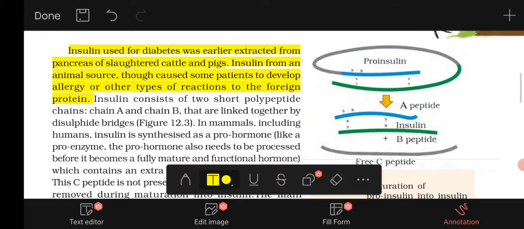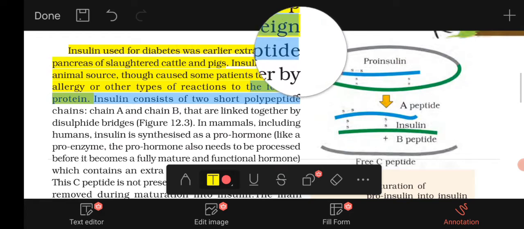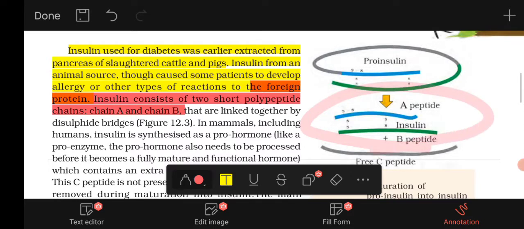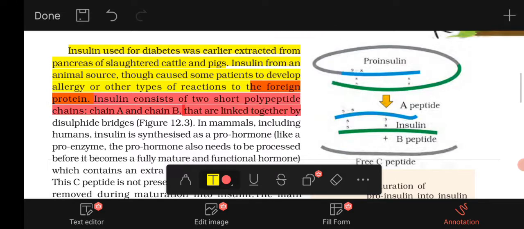Insulin consists of two short polypeptide chains, chain A and chain B. They have given this in this diagram. These are the two chains, chain A and chain B here. And those chain A and chain B are linked together by disulfide bridges. These are bridges made up of sulfur, disulfide bridges.